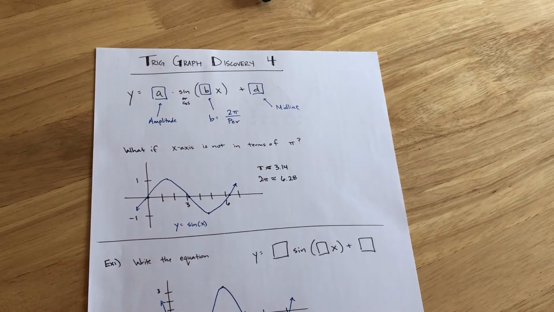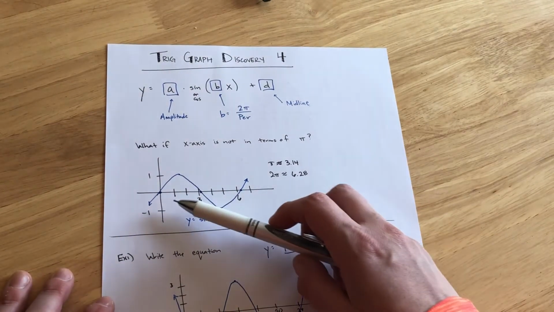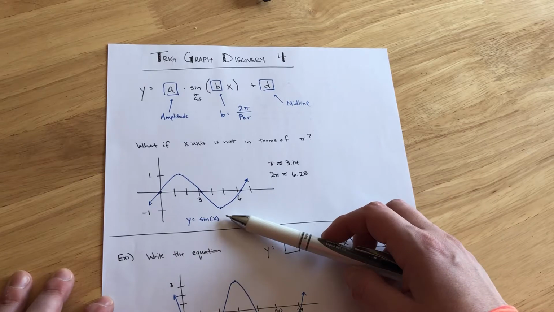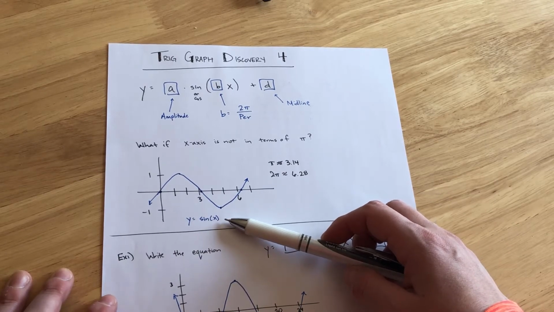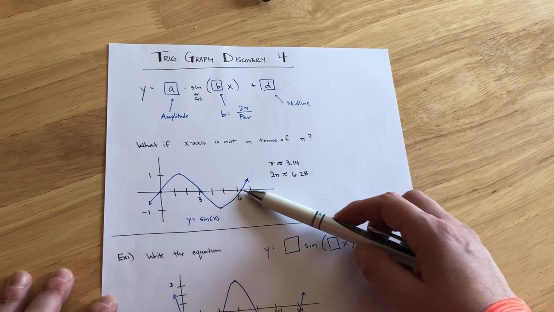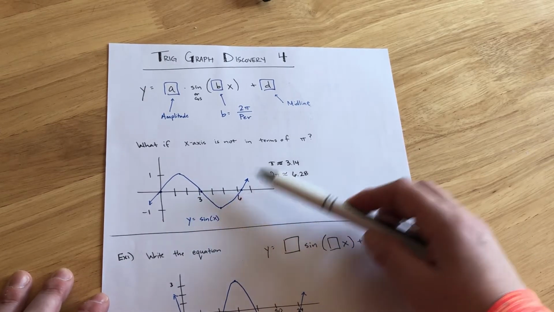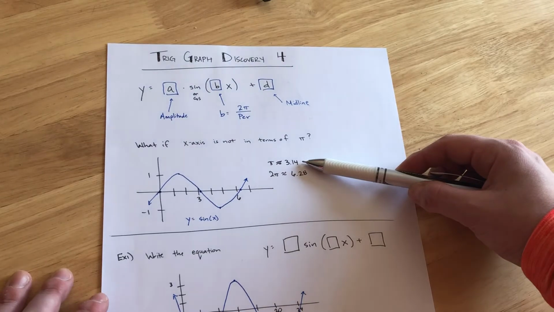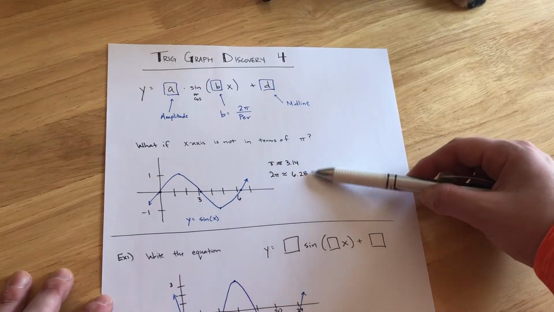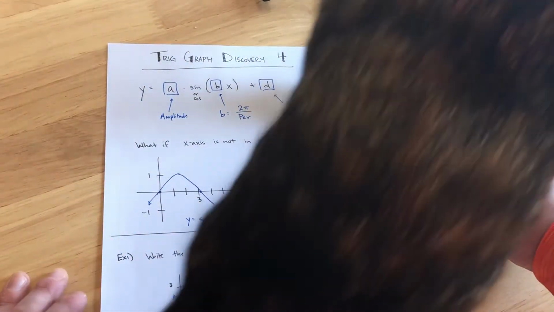So what happens if the x-axis is not in terms of pi? Well, let's take a look at this graph. This is the regular y equals sine of x graph. And so instead of seeing pi and 2 pi, we would see these marks just after 3 and just after 6, because remember, pi is just a number. It's about 3.14, and 2 pi is about 6.28.